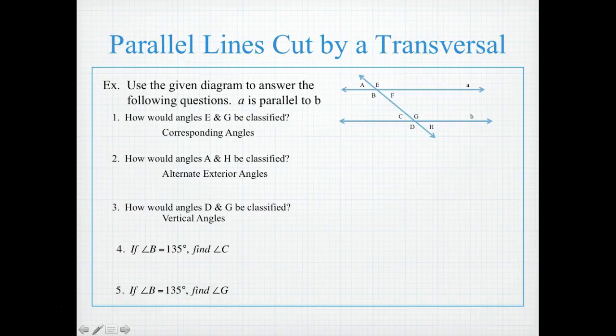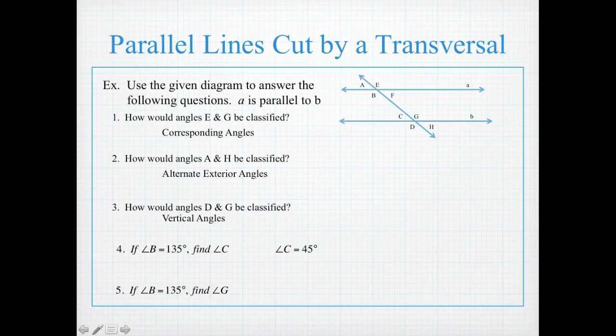All right, for number four, if angle B is 135, then we need to find angle C. Well, what we need to know is angle B and angle C are same side interior angles. And same side interior angles are supplementary, meaning they add to 180 degrees. So if angle B is 135, then 180 minus 135 leaves me with 45 degrees. So if angle B is 135, angle C would be 45 because they're same side interior angles, meaning that they're supplementary.